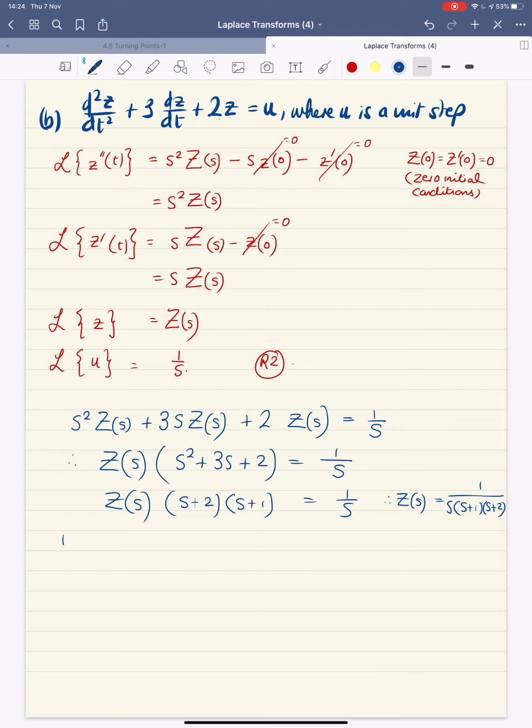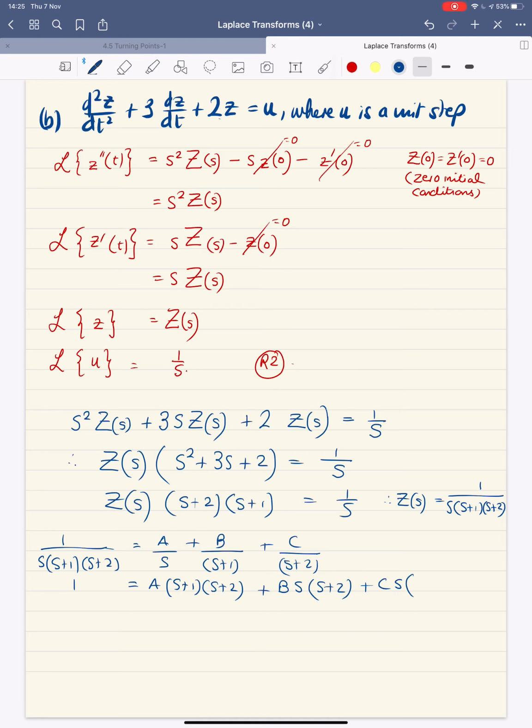So, we've now got to do partial fractions. We say 1 over s(s plus 1)(s plus 2) is A over s, plus B over s plus 1, plus C over s plus 2. And we multiply both sides by s times (s plus 1) times (s plus 2). So we get 1 is A times (s plus 1)(s plus 2), because the s's cancel, plus B times s(s plus 2), because the s plus 1 cancels there, and the last one is C times s(s plus 1), because the s plus 2's cancel.